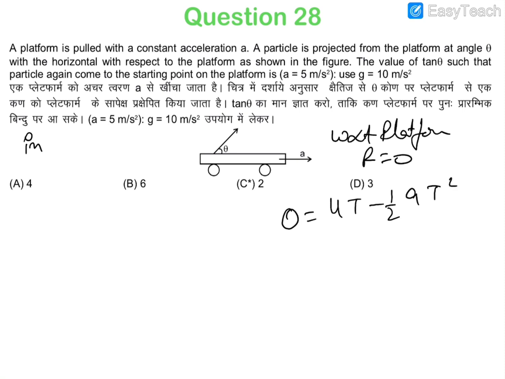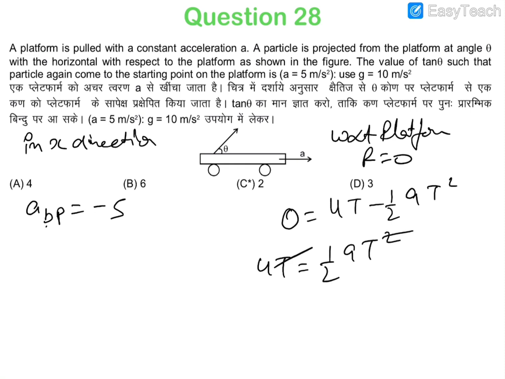Now in the x direction, the relative acceleration of ball with respect to plank is minus a, which is minus 5. Okay, and ut will be equal to half a t square and u will be equal to at by 2. Now a we have calculated is 5. We have already used this negative sign here. So a is 5, and time of flight is what we have to find. We have to find out tan theta.